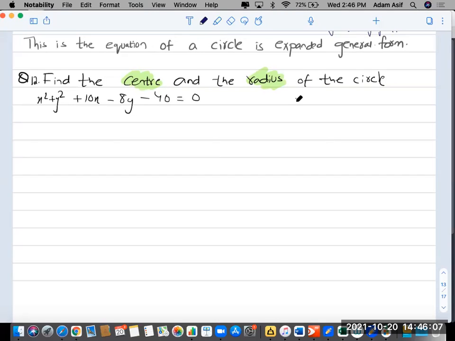So if I just expand x minus a the whole thing square plus y minus b the whole thing square equals to r square, I was getting x square minus 2ax plus a square plus y square minus 2by plus b square.